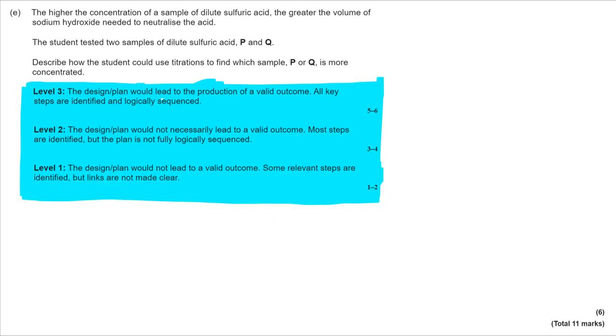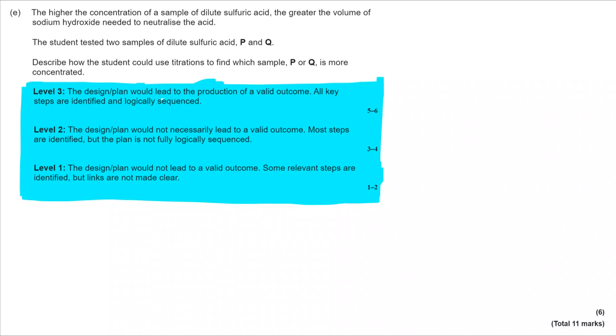In terms of the 6 marker, we've got the question here, and I've also put down the level descriptors that will determine whether you're going to be in the 5 and 6 mark boundary, 3 and 4, or 1 and 2. The higher the concentration of a sample of dilute sulfuric acid, the greater the volume of sodium hydroxide needed to neutralise that acid. The student tested 2 samples of dilute sulfuric acid P and Q. How could the student use titrations to find out which sample, P or Q, is more concentrated?